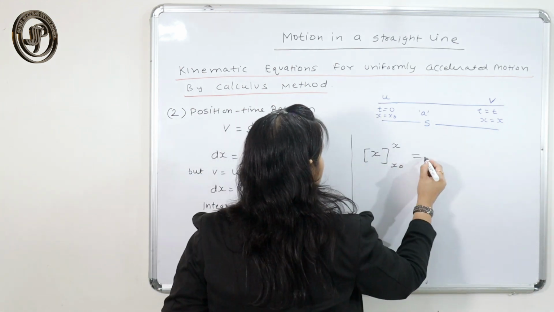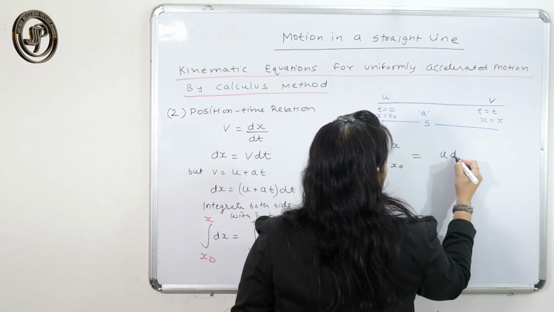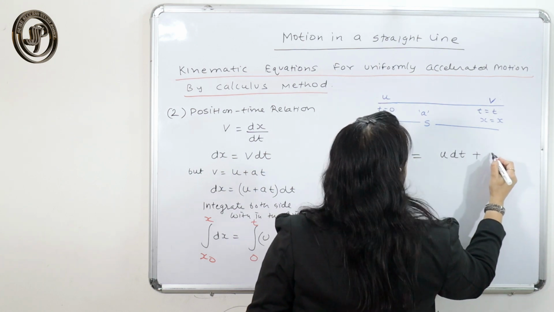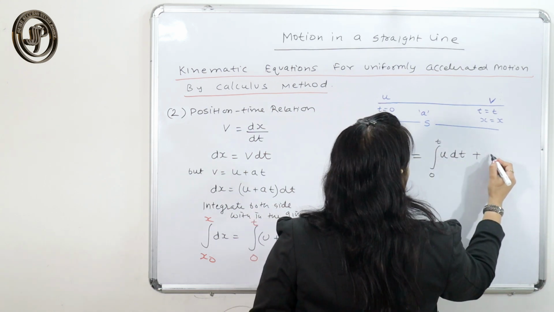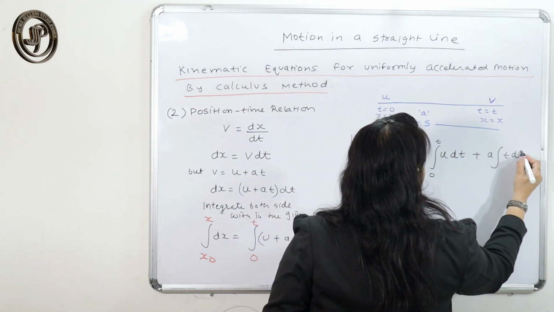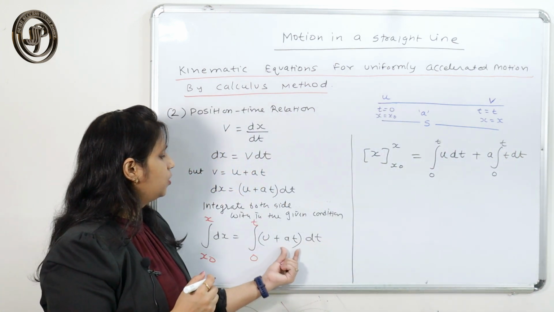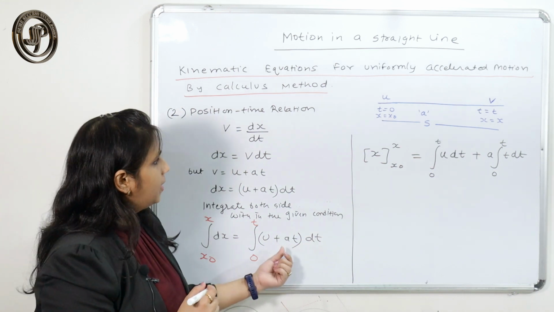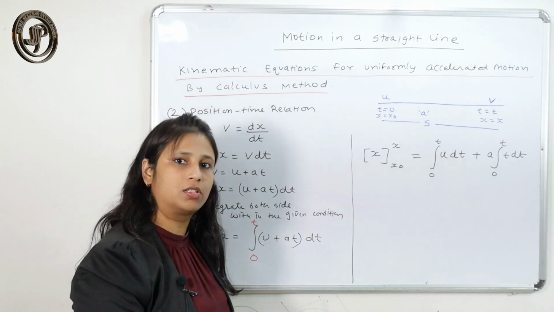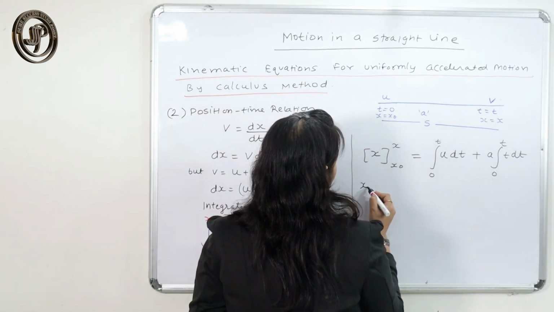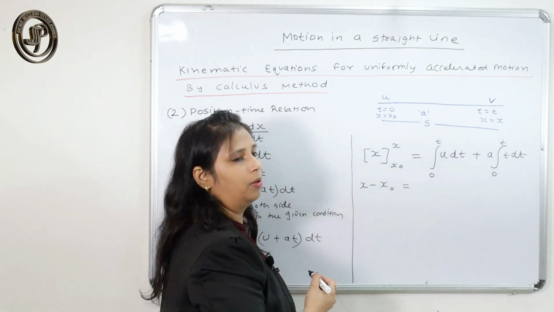Now, in order to integrate this, you have to first multiply this and take it in a separate integral. A is constant, so we can take a out from the integral. What I did here, I just multiplied dt with both terms, and then I took a out of the integral because a is constant. Now, here I apply the upper limit minus lower limit.